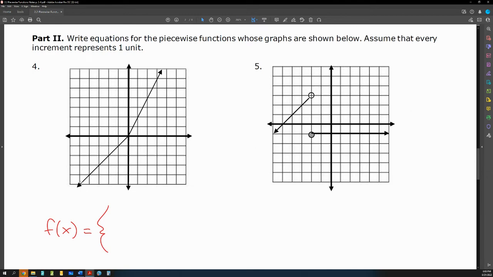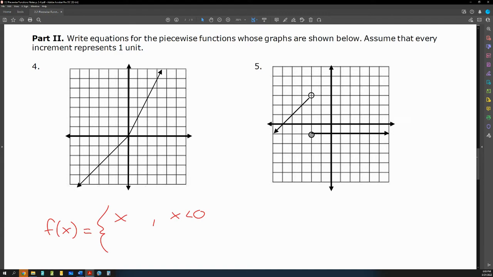I notice that this is a linear piece, and it has a slope of 1. We're going up 1 and to the right 1 every time, and it has a y-intercept of 0. So this is the function y equals x, and the domain for this piece is, we can say, x less than 0. Yes, you could say x is less than or equal to 0, and we'll see that in just a moment.